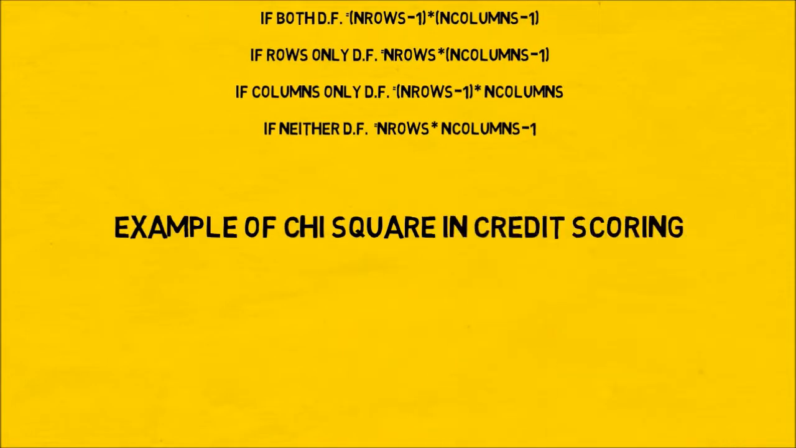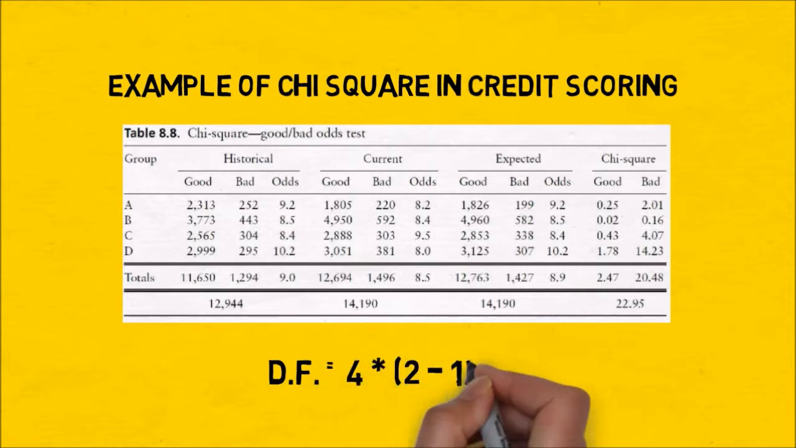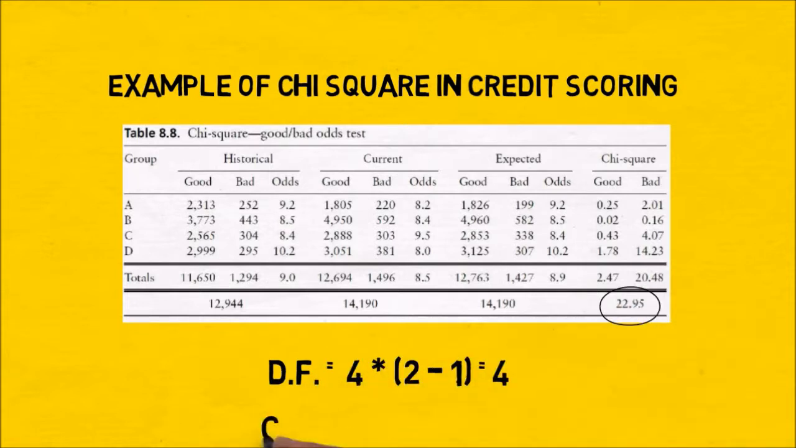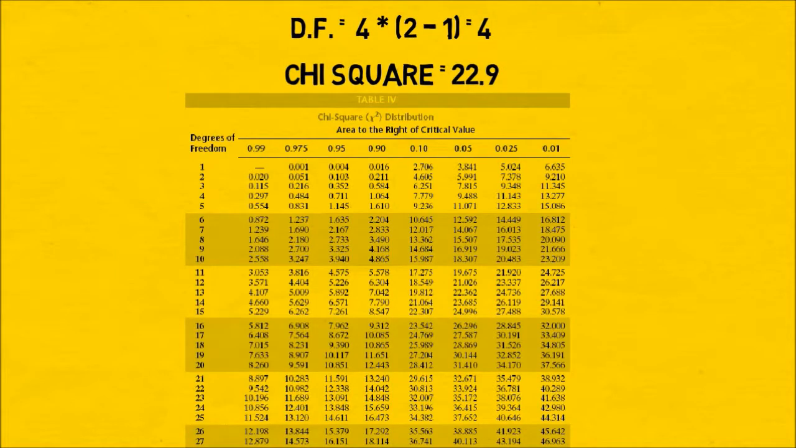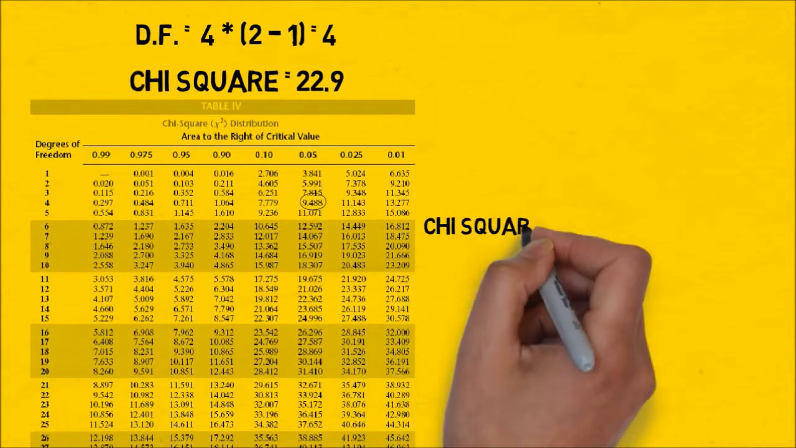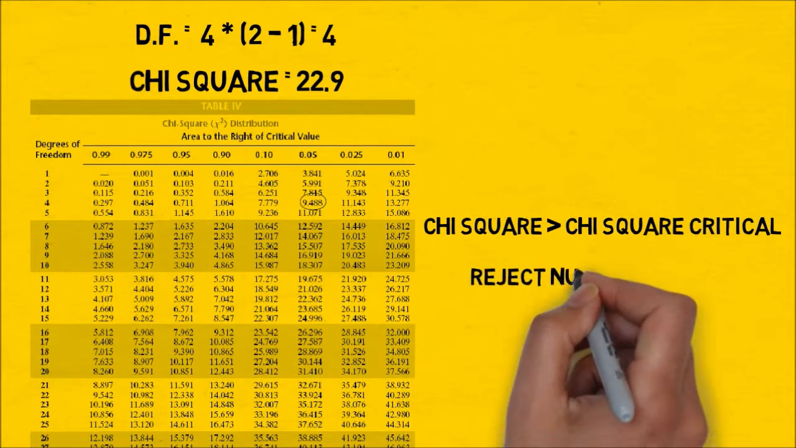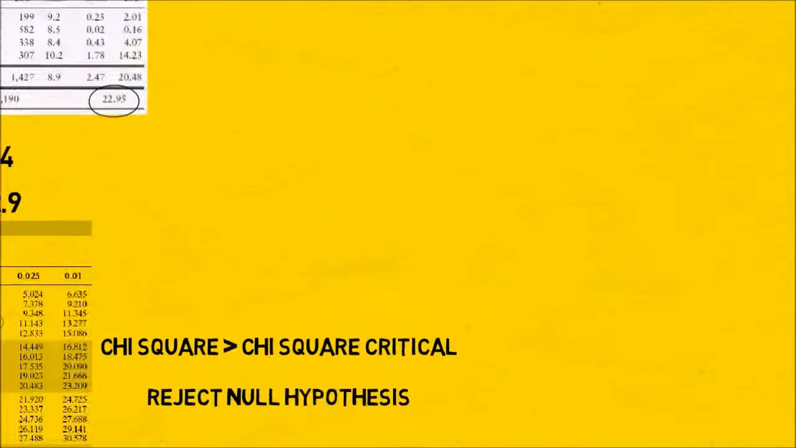Let's see an example of whether there are any differences between historical and current good or bad odds. We are given data of historical, current, and expected data of different groups. Since the estimates are the recent row totals, the degrees of freedom is 4. Now, the chi-square value is 22.9. With 4 degrees of freedom, the critical chi-square value at 95% confidence is 9.48. Since chi-square is greater than the critical chi-square, we reject the null hypothesis, which means the difference between historical and recent odds cannot be considered random.